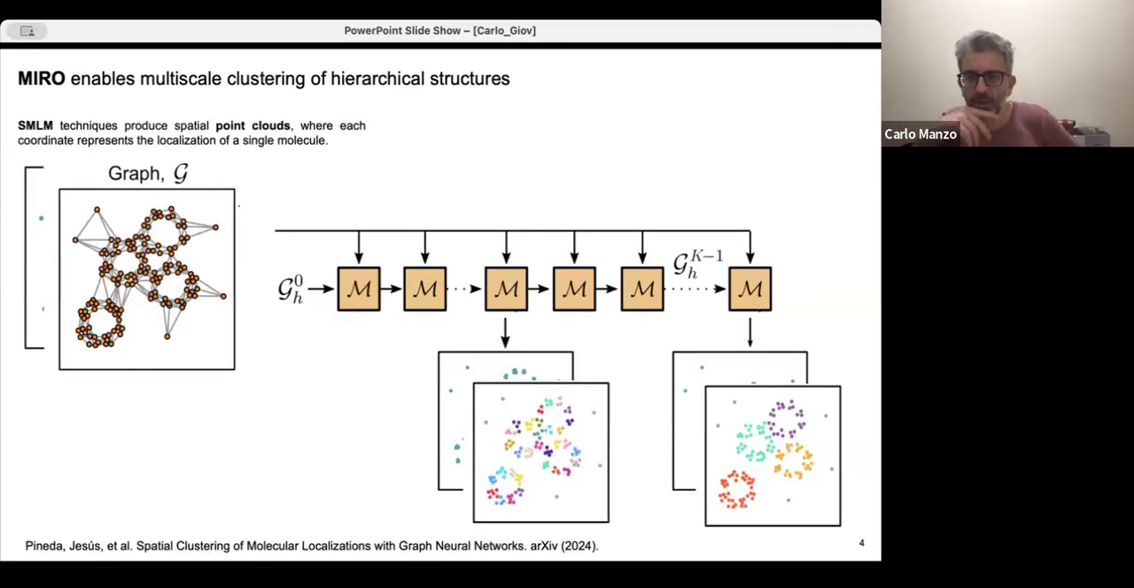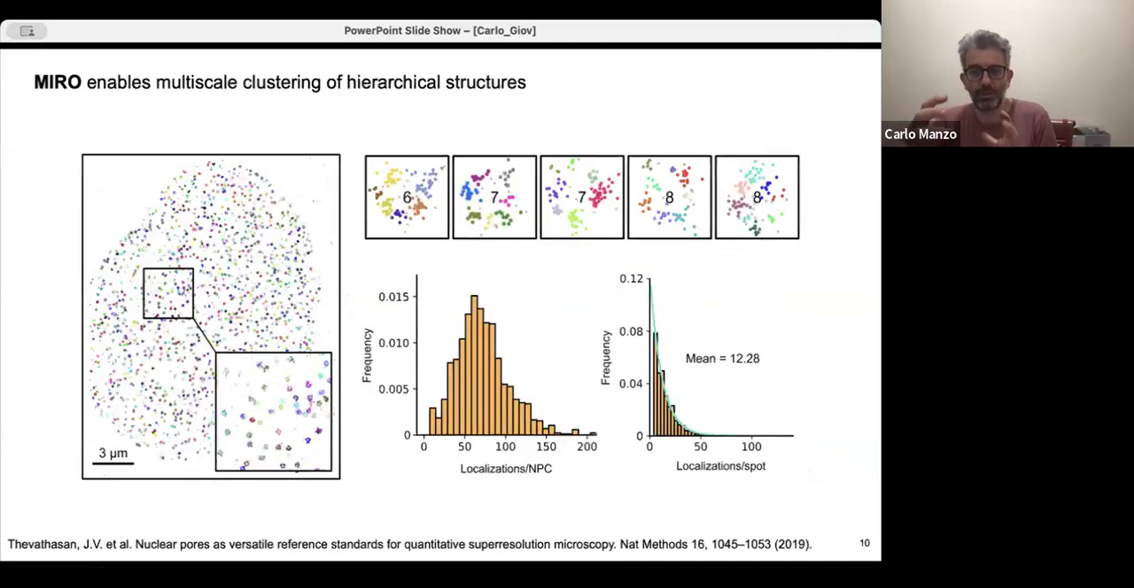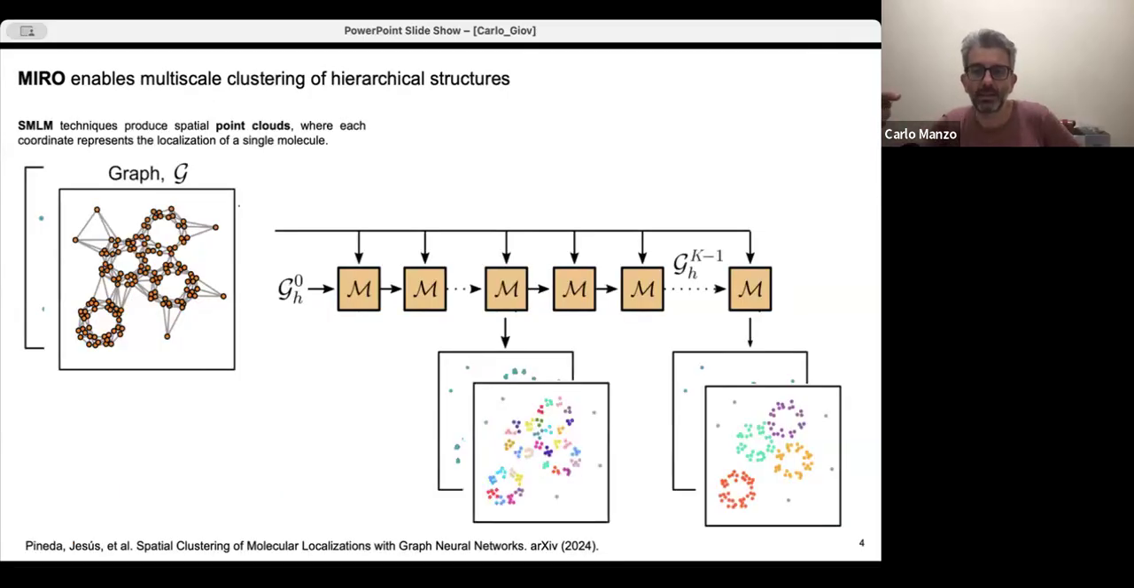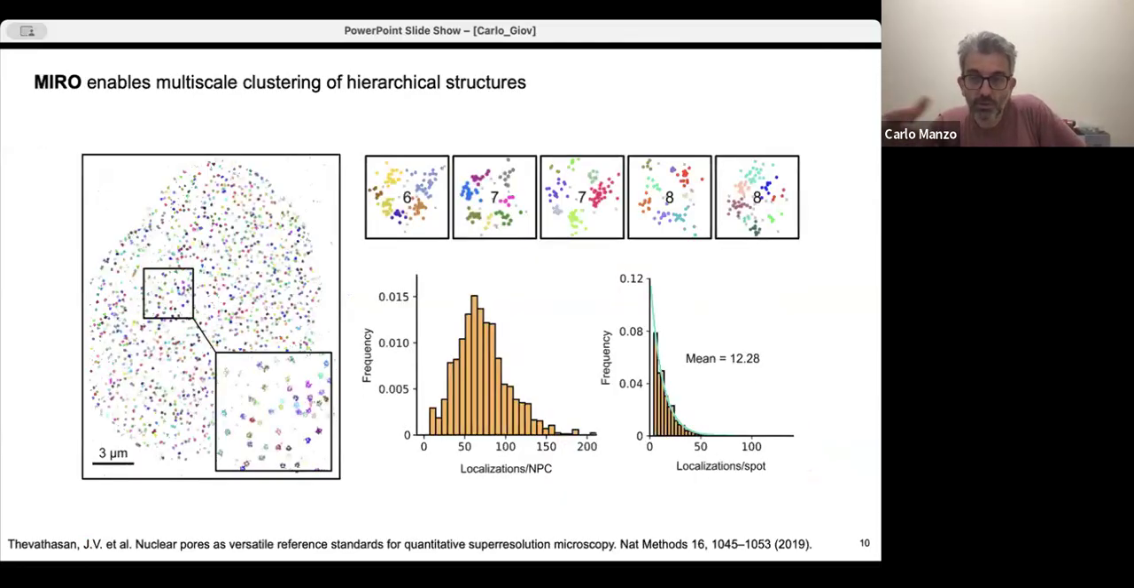You can also cluster using another algorithm, whatever algorithm. And then basically in one training, you get both information about the rings and information about the structure that composes the ring. Also, in this case, we have benchmarked on simulations and also on real data.